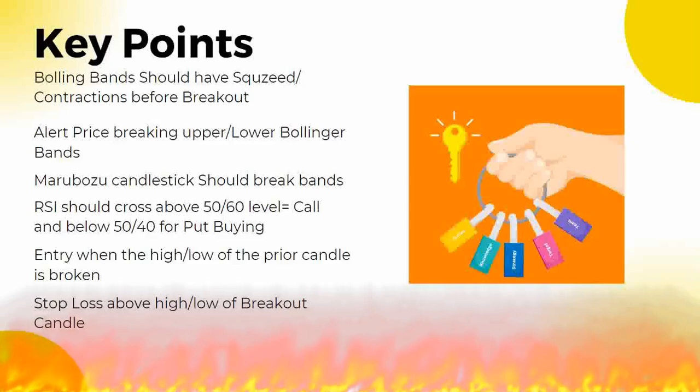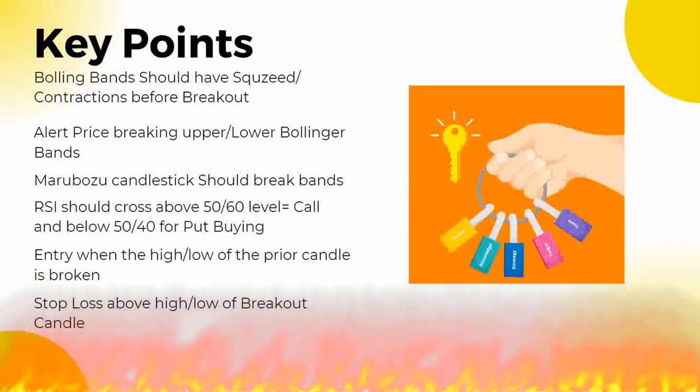RSI should cross above 50 or 60, not less than 50. If possible, go for above 60, because it gives a very high rate of accuracy for call buying. And below 50 to 40, I prefer 40, for buying put options in option trading.